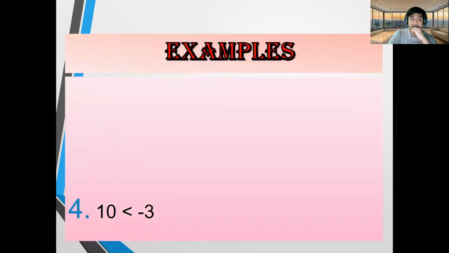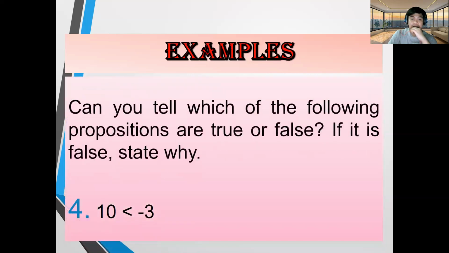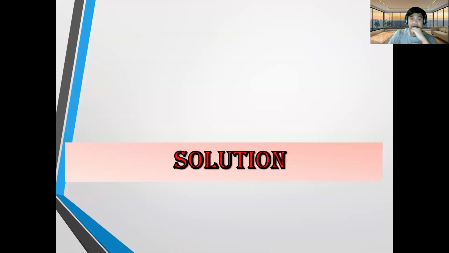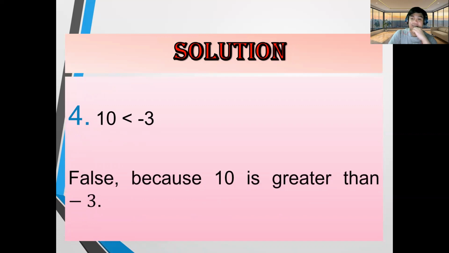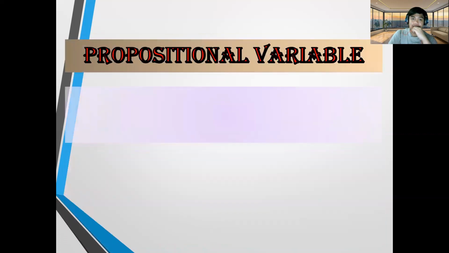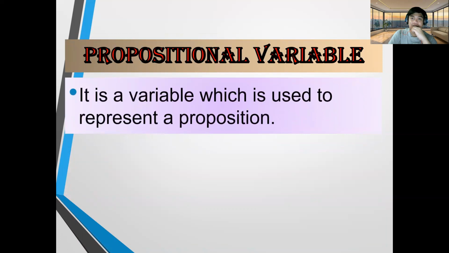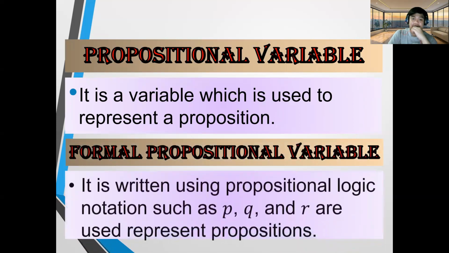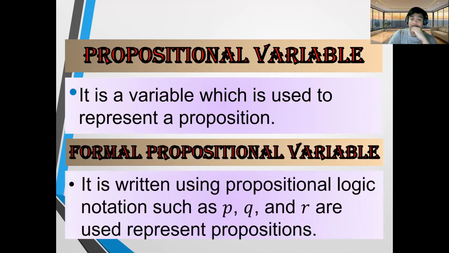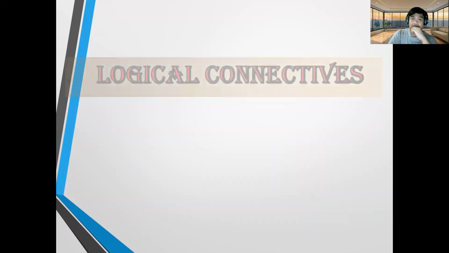We have here another example. Example number 4, 10 is less than negative 3. This is false because 10 is greater than negative 3. So we have here the propositional variable. It is a variable which is used to represent a proposition. Formally, propositional variables are written using propositional logic notation, such as P, Q, and R, to represent propositions.